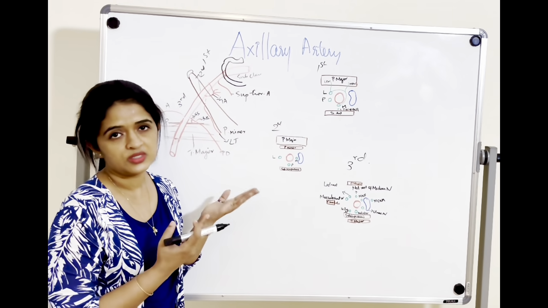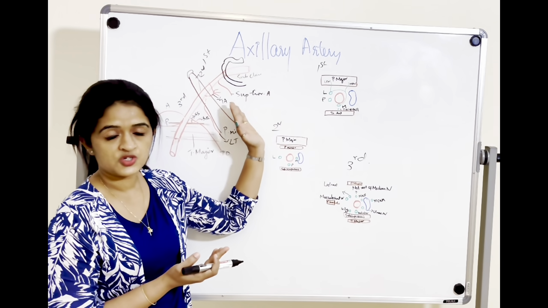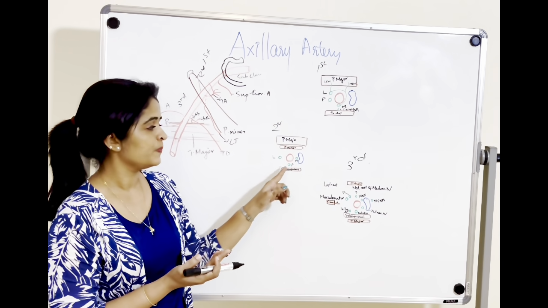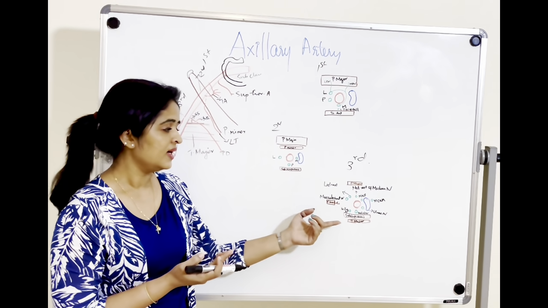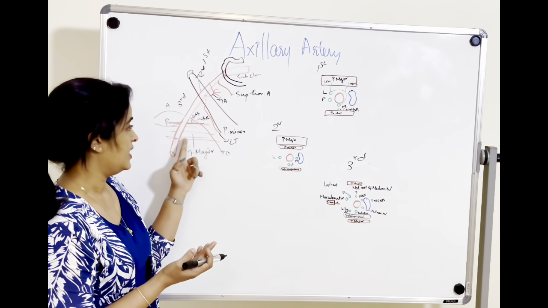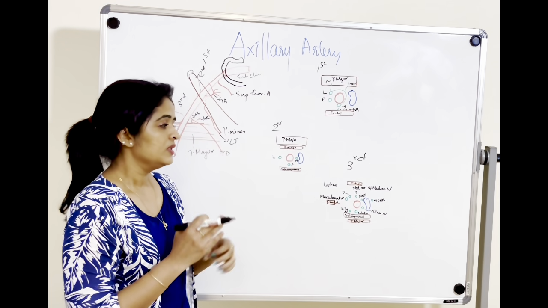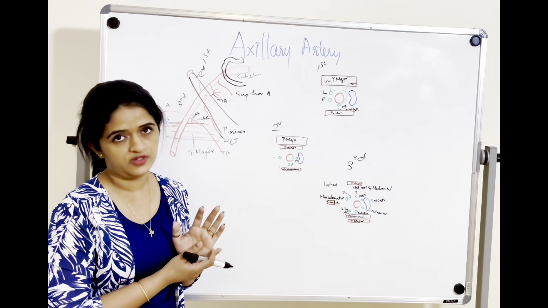So inferior relation, it is again easy. Serratus anterior at the first part, since it is lying closer to the thoracic cage. Then as it moves out, we have the subscapularis in the second part, and in the third part as inferior relation, apart from the subscapularis, we have the teres major muscle. So these are the important muscular relations seen superiorly and inferiorly.